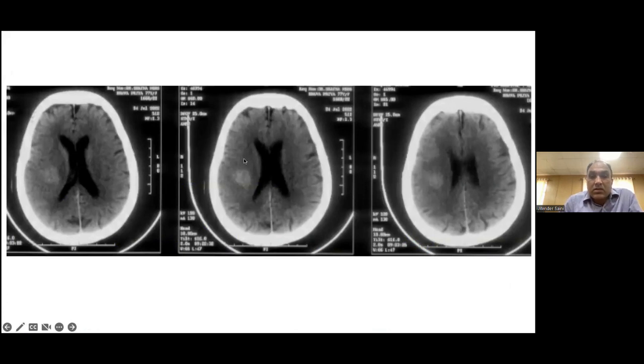So if you put everything together, it's likely to be a tumor. It was actually biopsied and found to be an oligodendroglioma. So this is how we can approach a problem. This is the next intraaxial tumor.